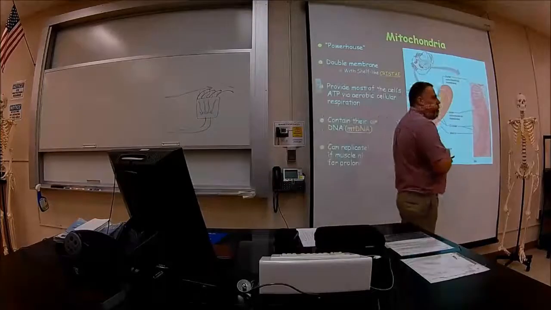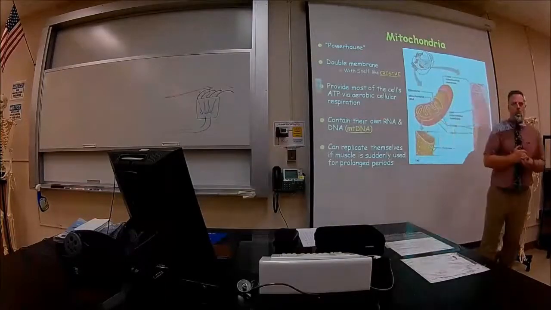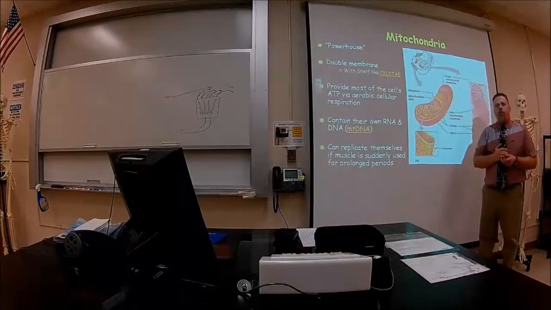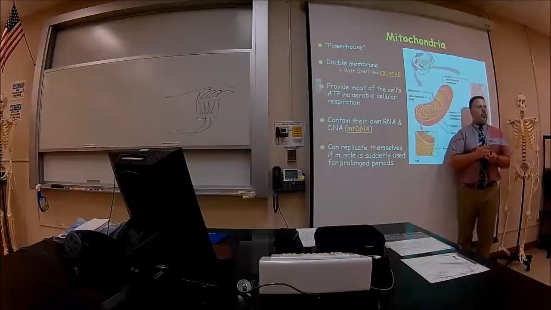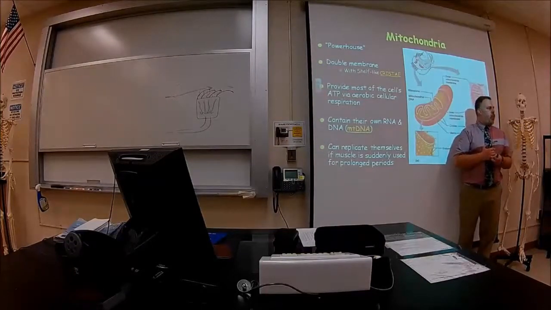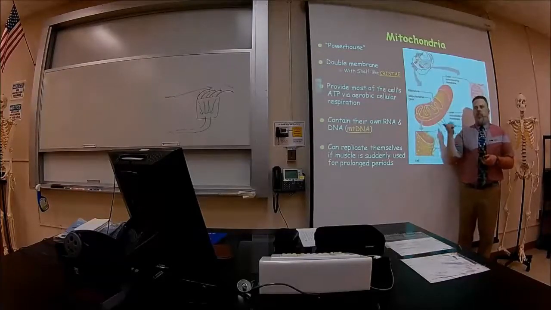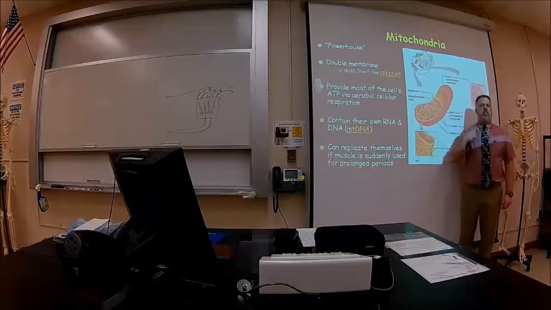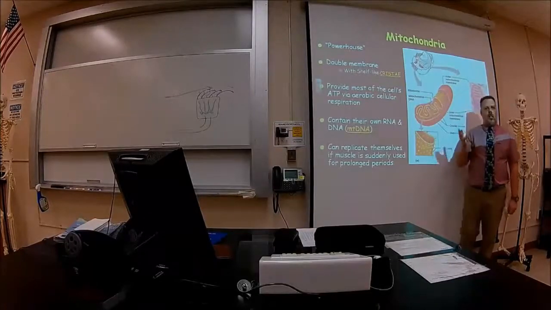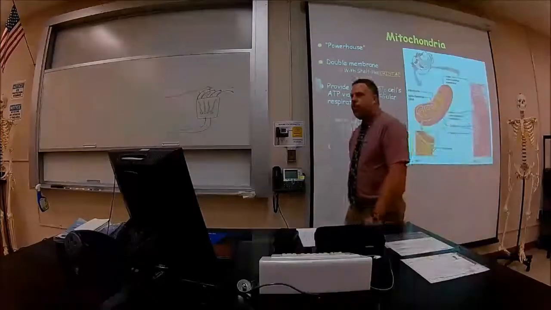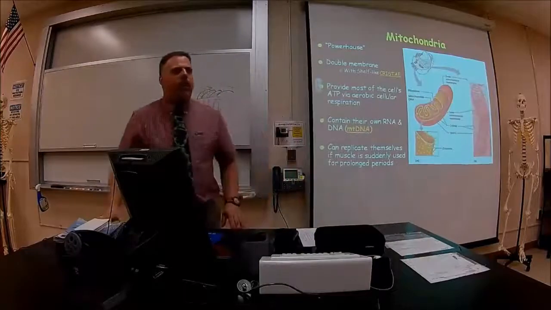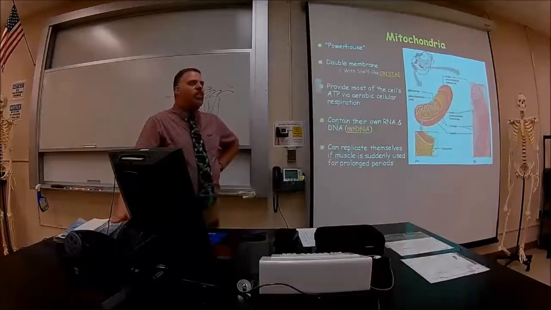Because ATP is so vital for us to survive with, the mitochondria is not going to wait for permission from the nucleus to tell it to make ATP. This needs to make constant ATP all the time. It doesn't need to wait for the nucleus to do that. So because of that, the mitochondria has its own DNA.